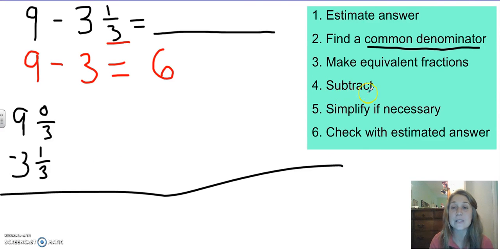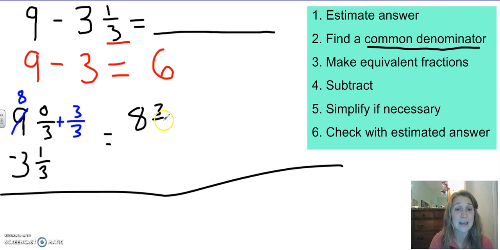All right, now we can subtract. 0 minus 1. I can't do it, right? So I'm going to have to regroup. I'm going to have to take a whole from my 9 and turn that into an 8 and add my whole over here to my fraction. Well, if I'm talking about thirds, 3/3 equals 1 whole. So the problem I'm going to solve now is 8 wholes and 3/3. Isn't that the same thing as 9 wholes? Yep. Minus 3 wholes and 1/3.